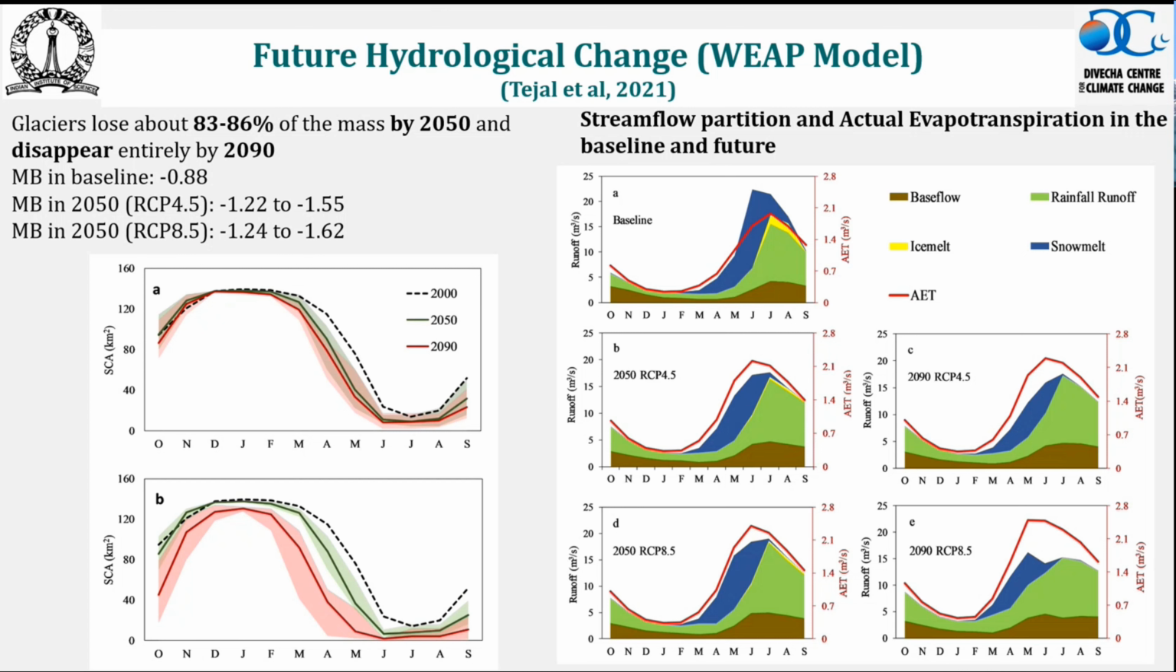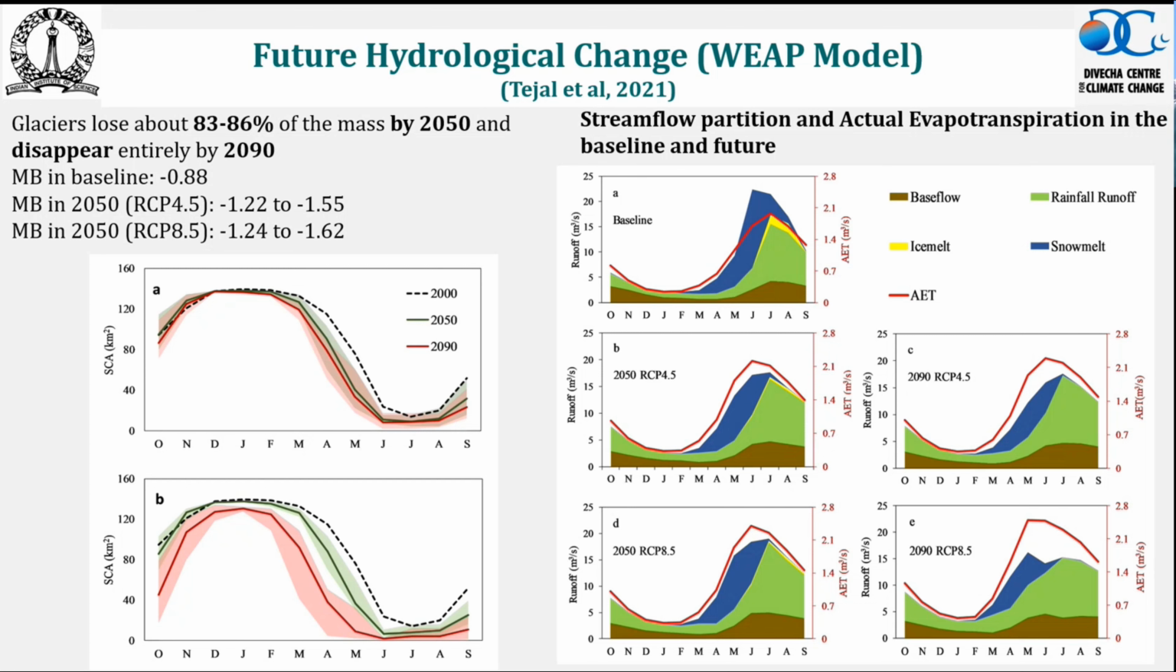And as a result of that significant reduction in snow cover, the model can provide you various components, like base flow and rainfall: how much contribution is coming from base flow, from rainfall runoff, from ice melt, and from snow melt. So you can see how it is going to change over a period of time, and that also can be done by using the model technique.